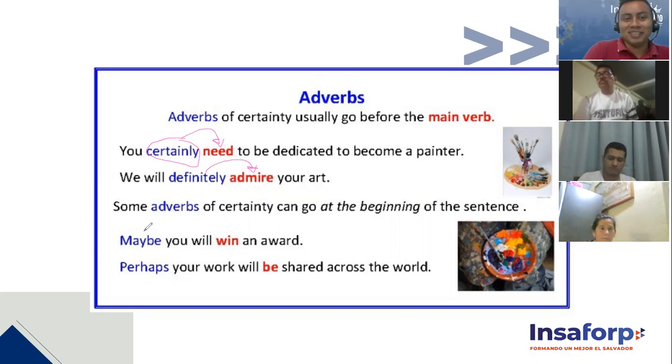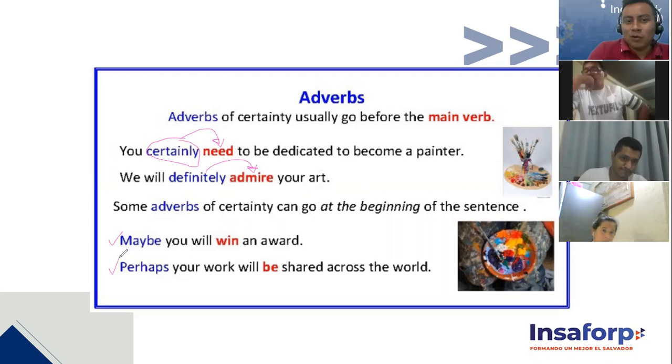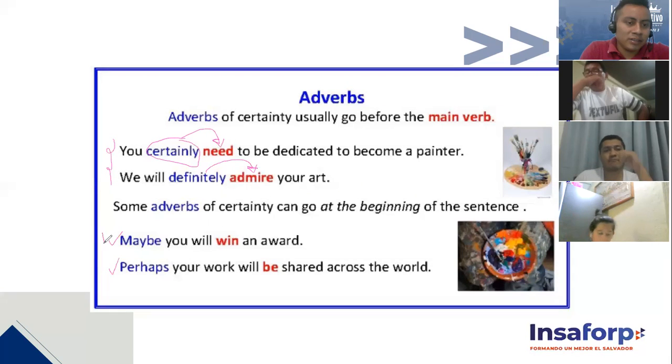But this is important. Some adverbs of certainty can go at the beginning. And this is exactly what Milton and Julio did. Maybe at the beginning and perhaps at the beginning of the sentence. That's exactly what's recommended. Okay, now that I have said that, I want you to give me one example using this structure, before the main verb and at the beginning of the sentence.